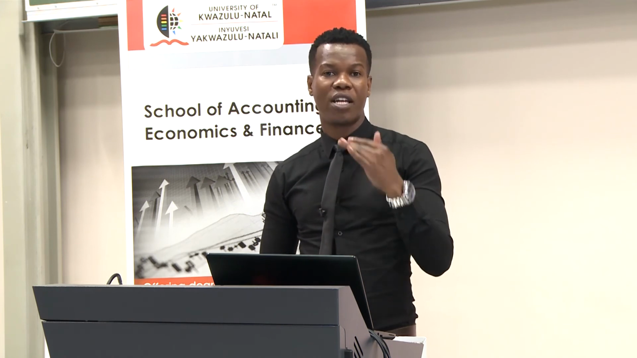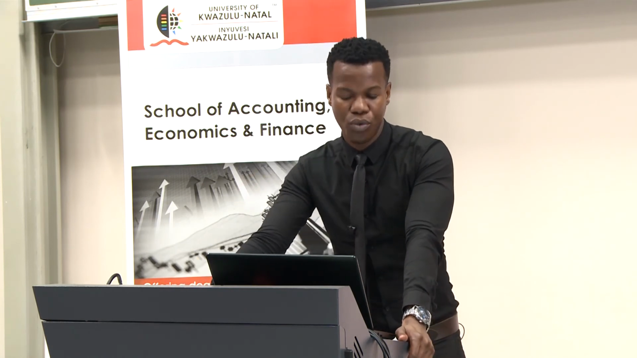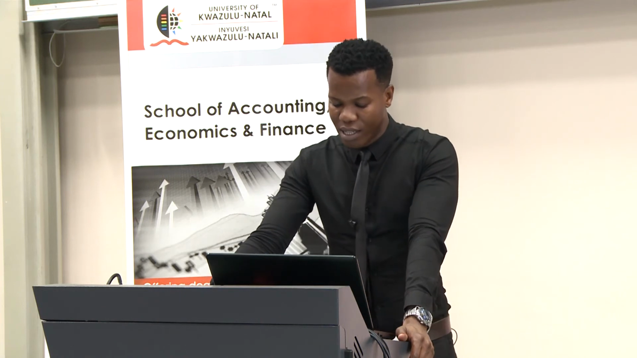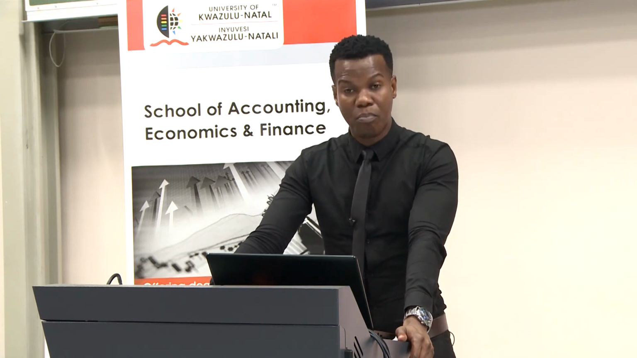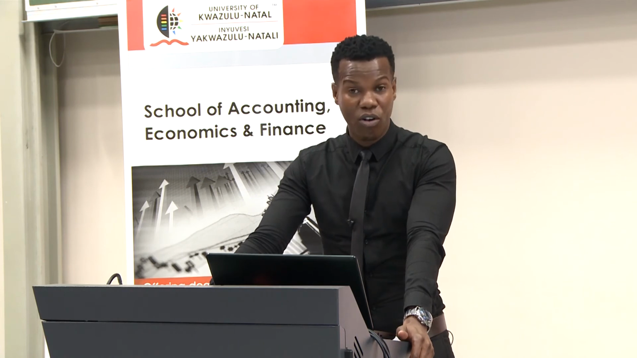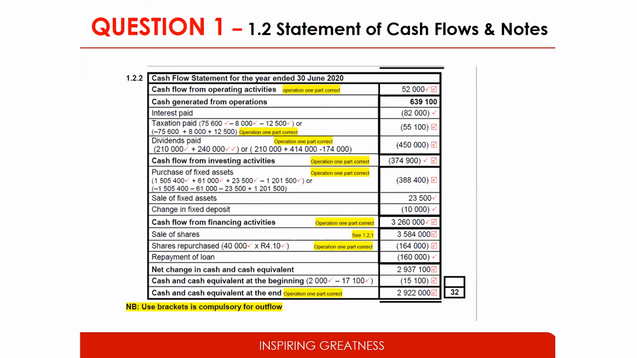A bank overdraft means that the bank allowed us to withdraw money over and above the actual money that we have in the bank. It's a line of credit that banks use. So with 17,100 Rand being a bank overdraft and having a favorable cash and cash equivalent of 2,000 Rand, you need to just deduct the 2,000 Rand to find out the cash and cash equivalent at the beginning of the year, and that's 15,100 Rand.